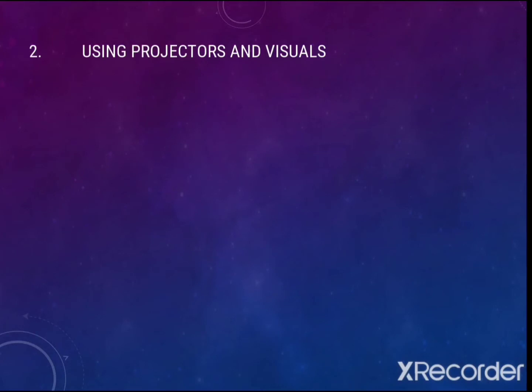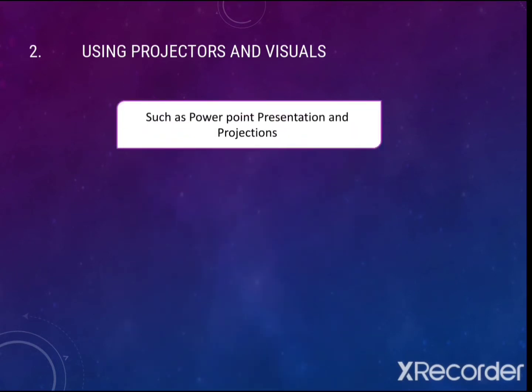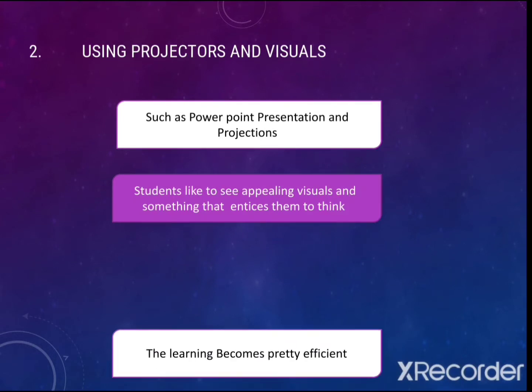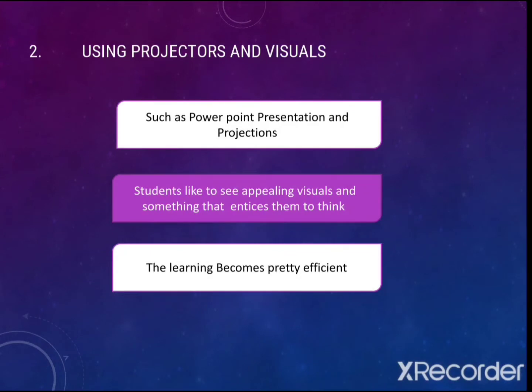Number two, using projectors and visuals. It's another form of great technological use. Technological use such as PowerPoint presentations and projections within schools and universities can take the interaction and interest level right up and also improve motivation. Students like to see appealing visuals and something that entices them to think rather than just reading words. The learning part also becomes pretty efficient when it comes to technology.